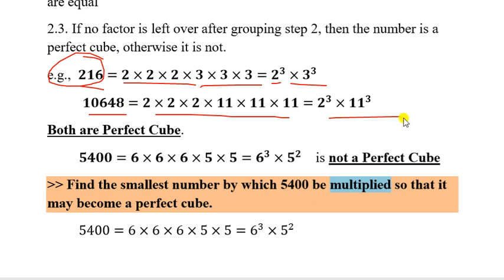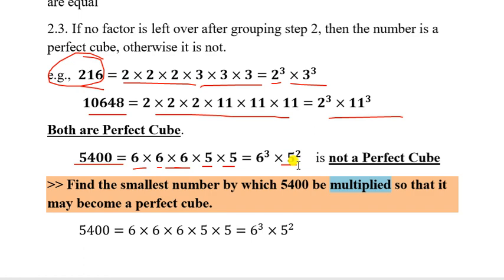Now I am going to explain one more example, that is 5400. If we factorize 5400, it will come 6 into 6 into 6, then 5 into 5. That means 6 is present 3 times, but 5 is present here only 2 times. That means 5 is not present in cubical form. That means 5400 is not a perfect cube number. Is it clear? In this way you have to identify whether the given numbers are perfect cubes or not.